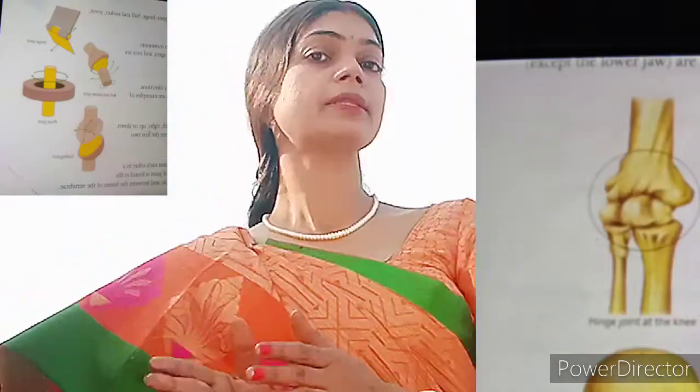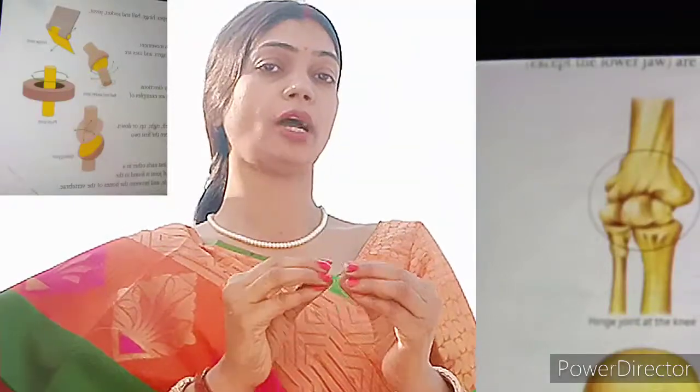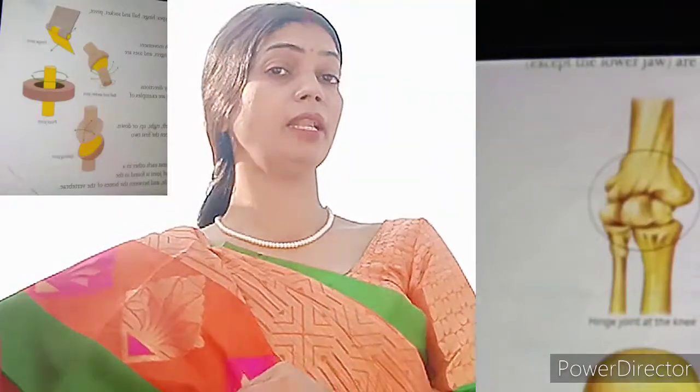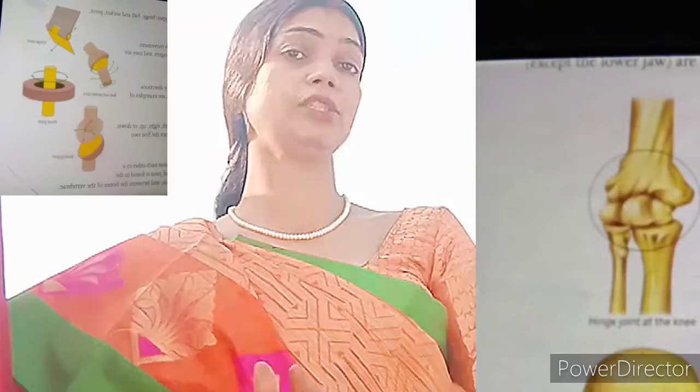You can see this in the picture also. In the picture you can see how hinge joints are formed at the elbow and in a knee, same as the hinge in a door. Now, second is ball and socket joint.